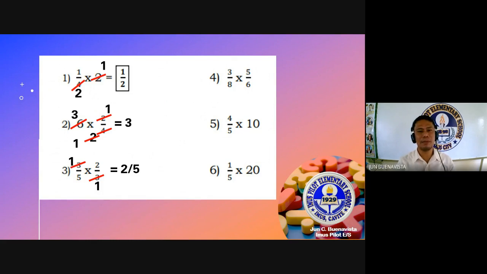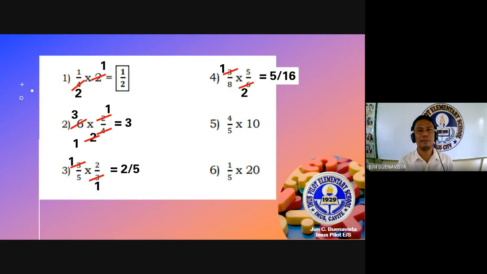Okay, next. Number 4. 3 and 6 can be divided by 3. So we have 3 divided by 3 equals 1, 6 divided by 3 equals 2. Now we are going to multiply. 1 times 5 equals 5. 8 times 2 equals 16. So therefore, the answer is 5/16.